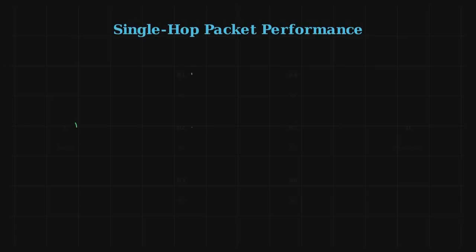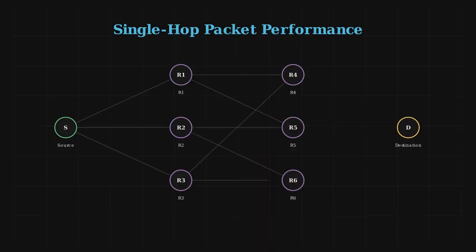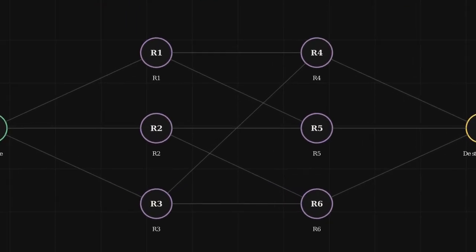Let's trace a packet crossing a link. Here, processing and queuing delays are 5 microseconds, transmission speed is 1 gigabit per second, and propagation speed is 2 times 10 to the 8th meters per second.